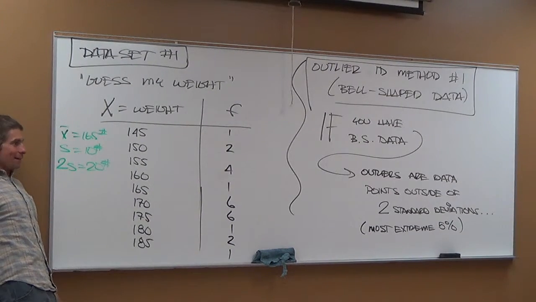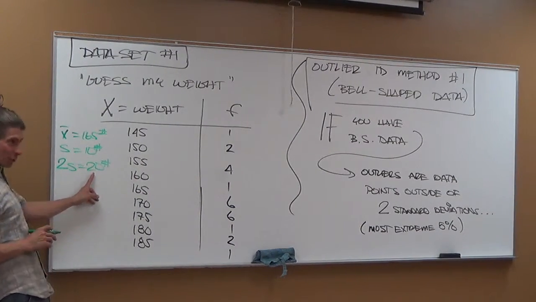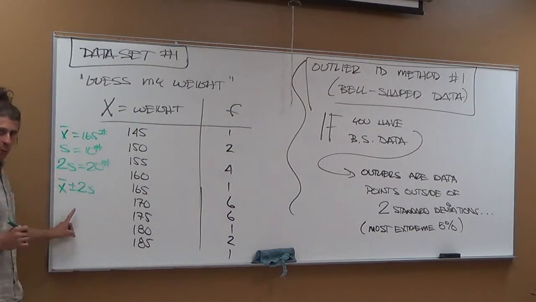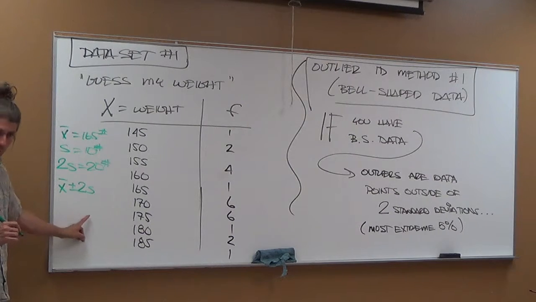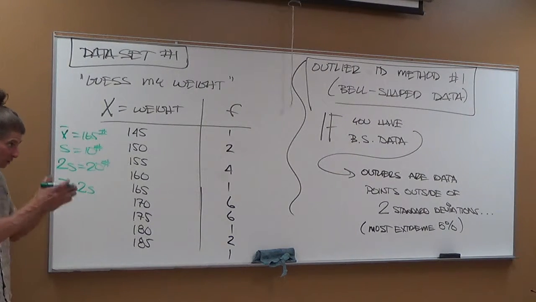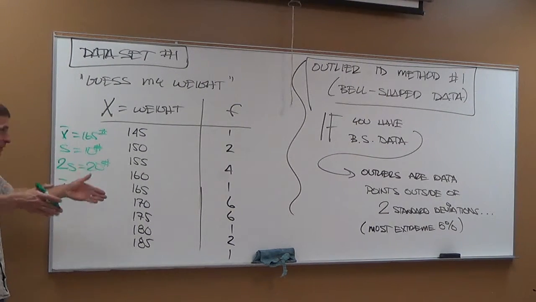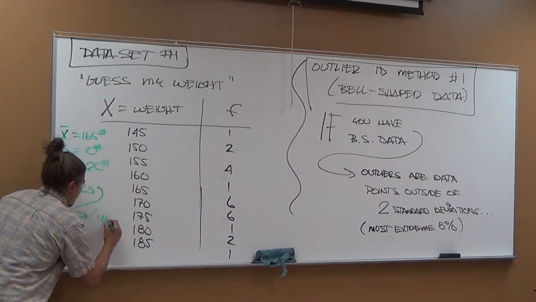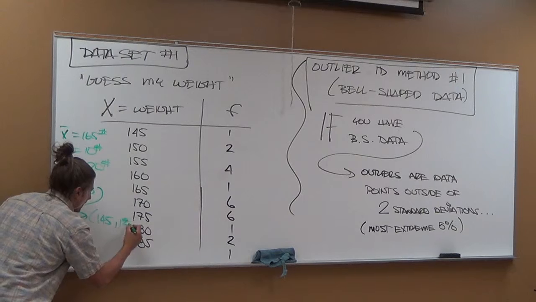When you do that, if you add and subtract 20 pounds, x bar plus or minus 2s. Is it okay to write it symbolically like that? X bar plus or minus 2s, that's 2 standard deviations. What do we end up with, Stephen? They all fall within. We all fall within.